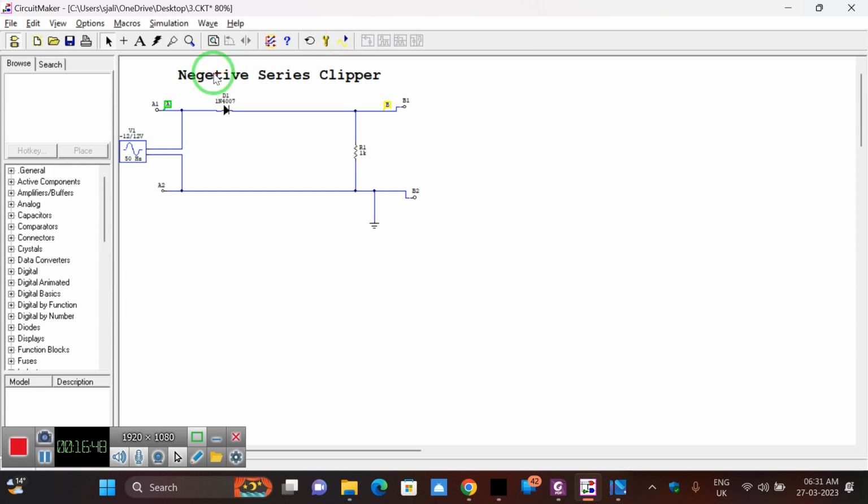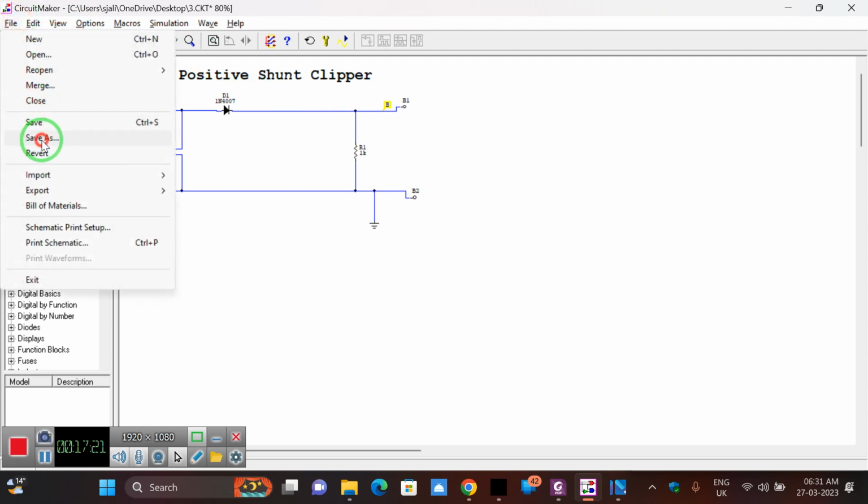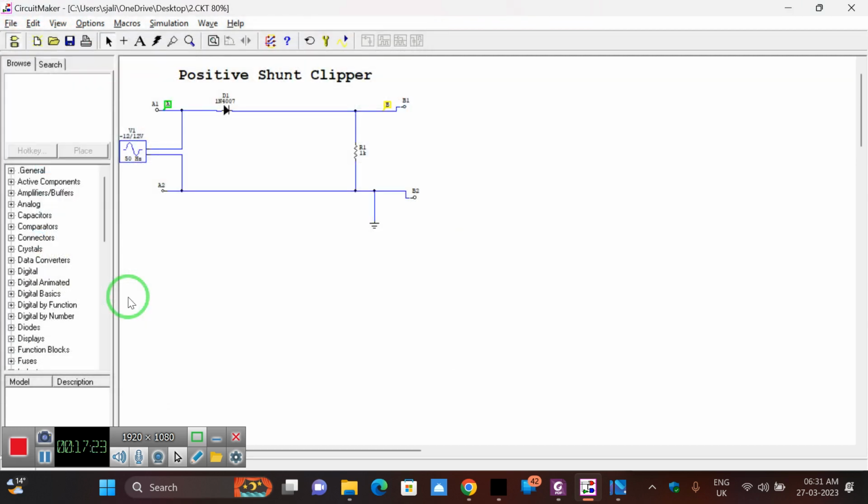Now we'll go to the positive shunt clipper. Let's take the shunt clipper. Now I have to save this one first. Save as, now circuit number 2.